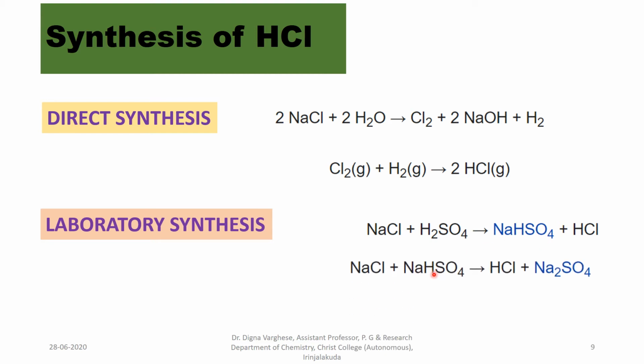Sodium chloride remains in the generator, that is reacted with sodium bisulfate at 200 degrees Celsius, giving hydrogen chloride gas and sodium sulfate. Sodium sulfate is known as Glauber's salt. Another method used for the preparation of HCl in the lab is treating phosphorus pentachloride with water, giving phosphorus oxychloride, also known as phosphoryl chloride, and hydrogen chloride.